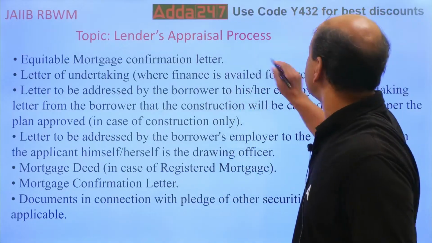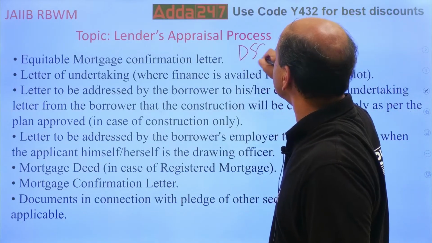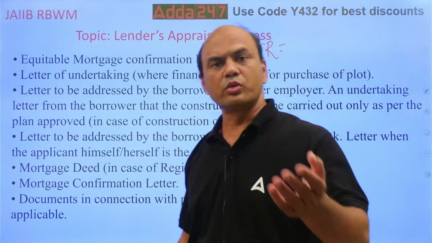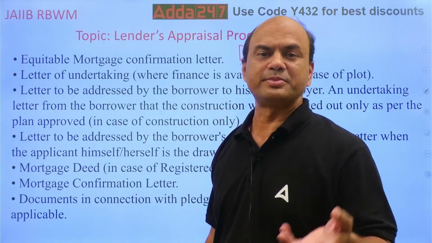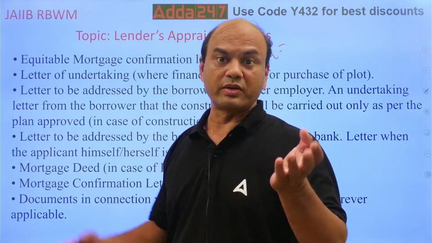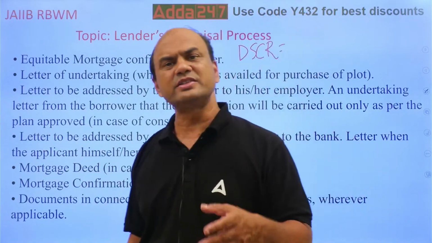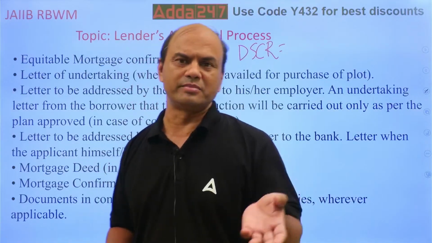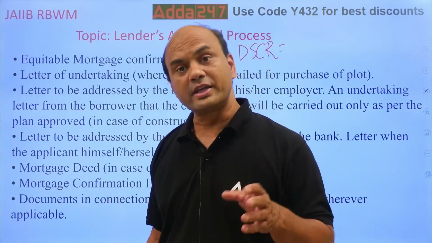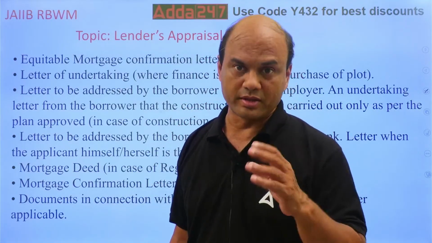See, DSCR is a very important ratio, and you'll definitely get a question on this. DSCR, debt service coverage ratio. It is your total incoming money. For a businessman, it is net profit plus interest on long-term loans, plus depreciation; you can add depreciation also. For a salaried person, it is your salary, because a salaried person won't have net profit or depreciation. So for a businessman it is the first three, and for a salaried person it is the salary.